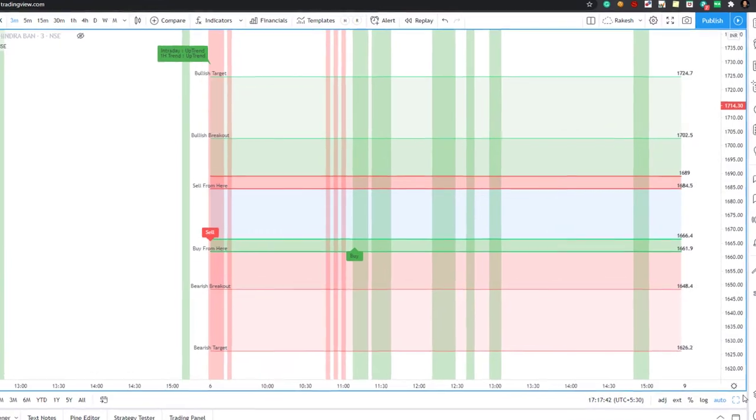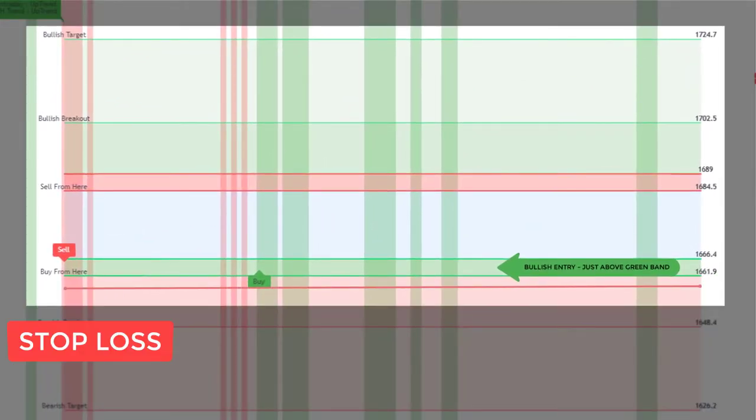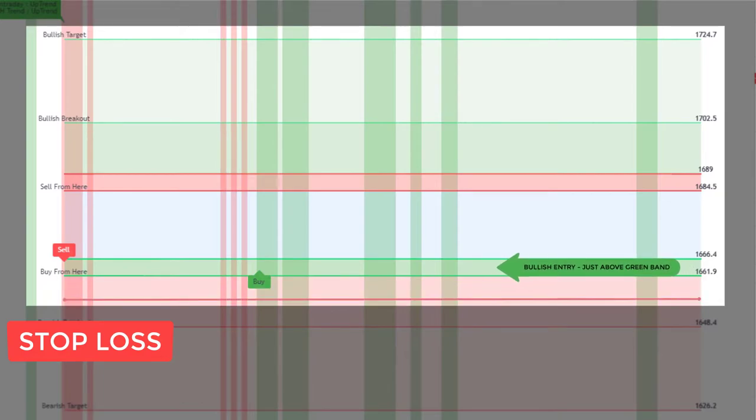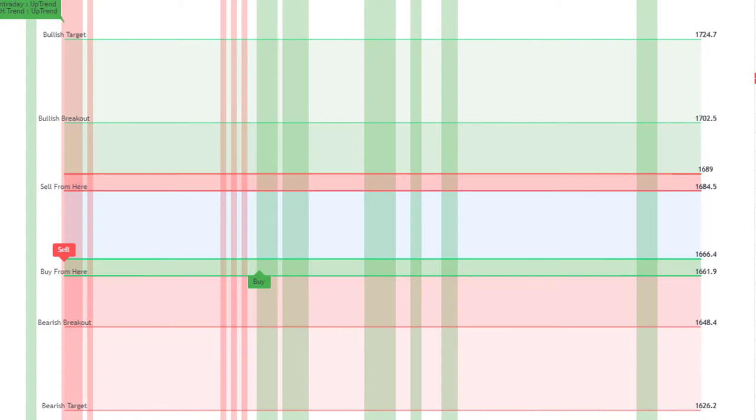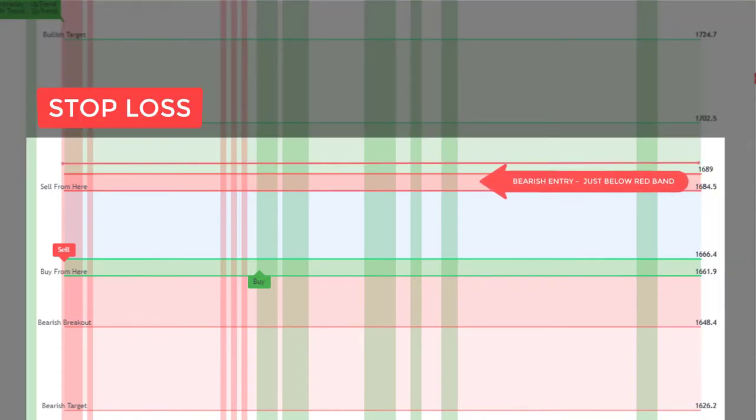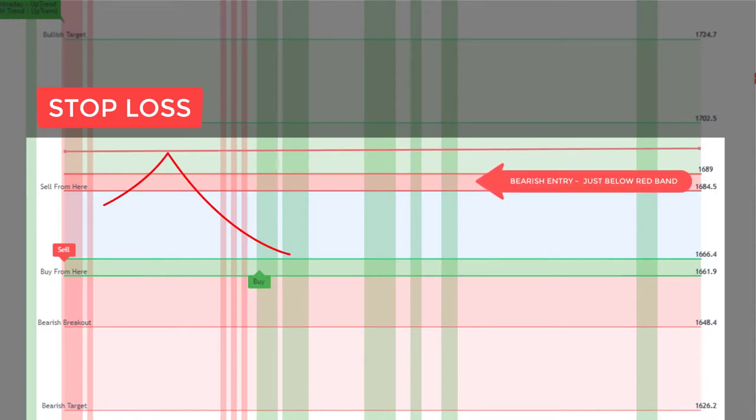Now when you enter a bullish trade, typically your stop loss would be a few points below buy from here or the nearest swing low. And if you are entering a bearish trade at sell from here, then your stop loss would be a few points above the sell from here zone or the nearest swing high.